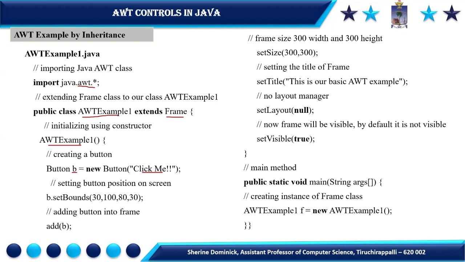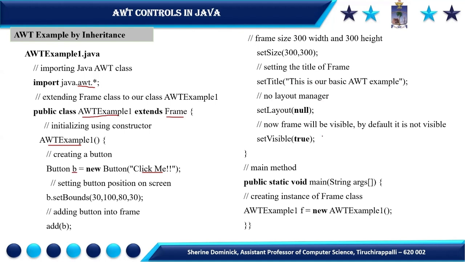If we want a title of the frame to be displayed, we go for setTitle, and we will be giving the message that is going to be displayed. So this is our basic AWT example. By giving this message, we will be setting this message on our frame. No layout manager, so setLayout null. If we are not giving any additional layouts here, I'm setting it to null.